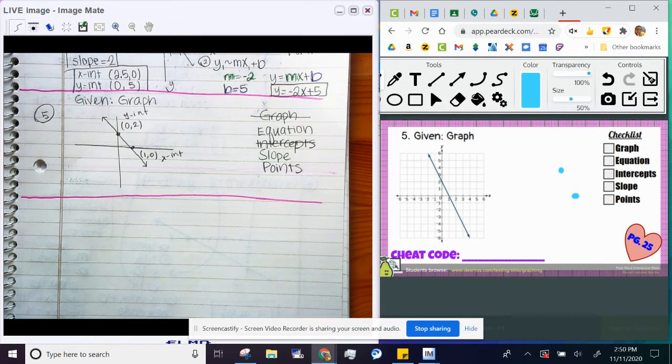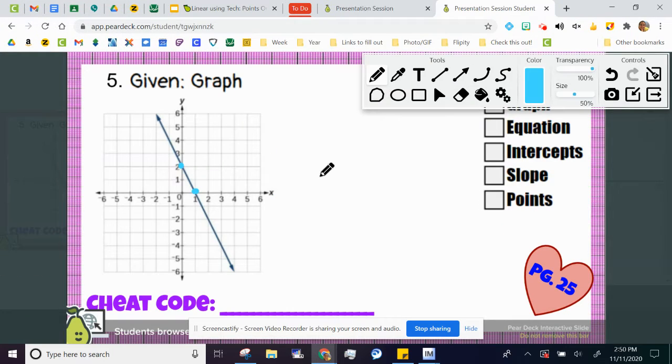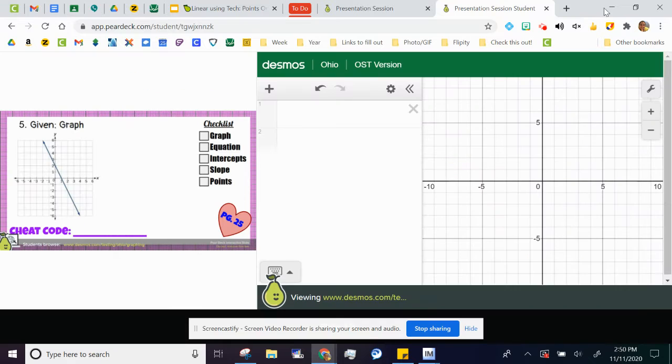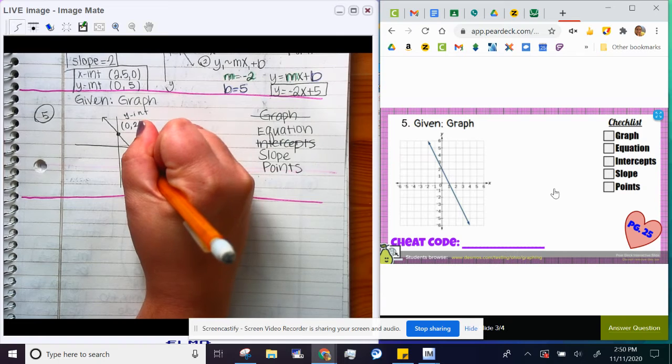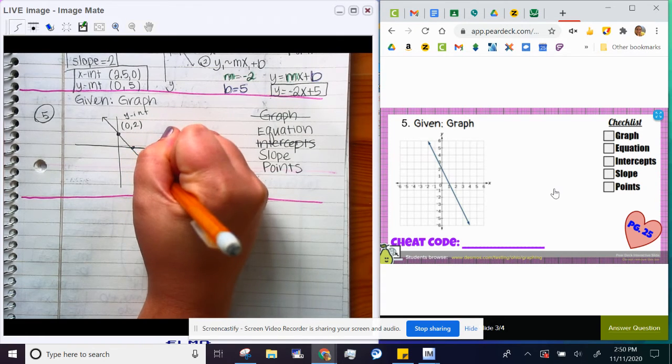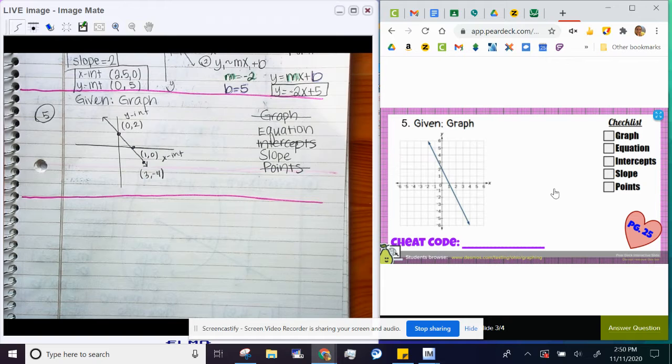I could also find other points if I wanted. So if I'm looking at this graph, there's another point at 3, negative 4. I've got a point at 2, negative 2. Okay, I've got a point at, let's see, negative 1, positive 4. So any of those points could work as points. Okay, it doesn't really matter which ones I choose. So I'll write down just one more. So we said 3, negative 4 was one of the points. So I'm going to say it's right there, 3, negative 4. So that also takes care of my points.